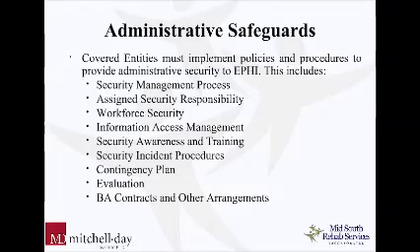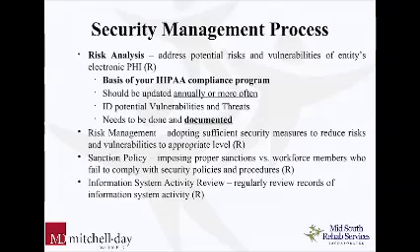As part of the administrative safeguards, covered entities must implement policies and procedures to provide administrative security. All these are examples of the types of things that must be covered in the policies and procedures. We're going to talk about those individually. First is security management process. This is the key. This is the primary building block in your company's firewall. Your computers have them. We're going to pretend like the company does too here. The primary brick in that wall is the risk analysis.